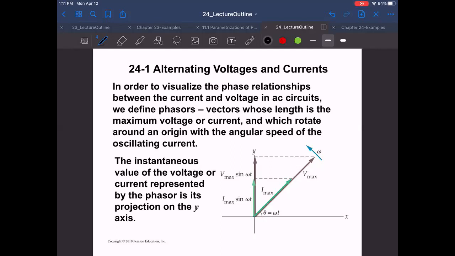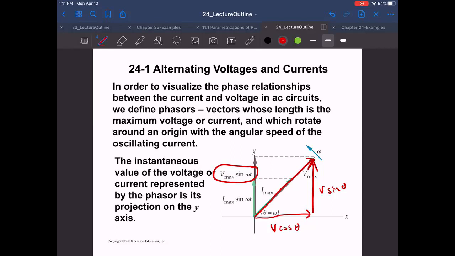Remember, if we wrote out any kind of vector, here's vector v, we can always say we have this x component and we have this y component. The x component is v cosine theta. This one's v sine theta. And so we're taking that sine theta, where theta is just omega t, times v, and that tells us the projection of it onto the y-axis.